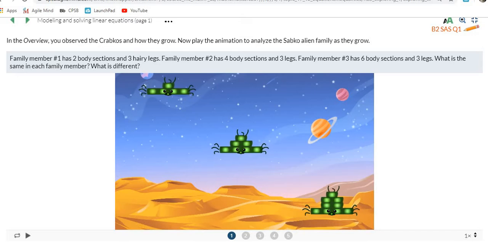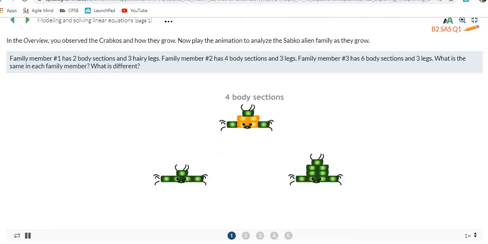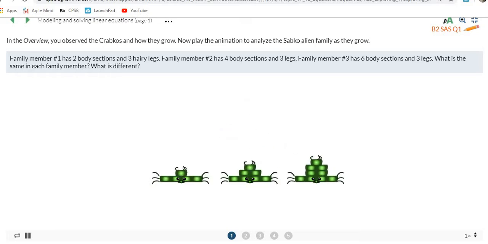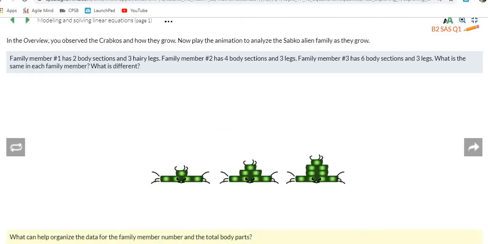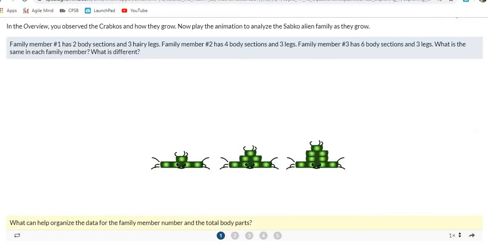Alright, so we are looking at our people. We had the 2 body sections, 3 hairy legs of the first guy. Second guy had a 4 body section with the 3 hairy legs. Third guy had a 6 body section with 3 hairy legs. Okay, we now want to put that into a table. I think they did for us already on the table on 1C. They did what family members already?